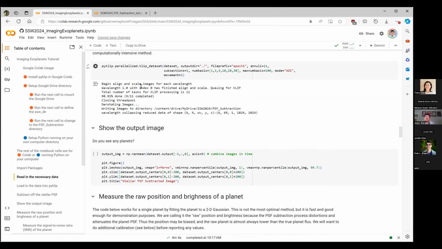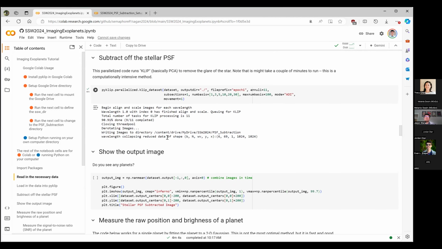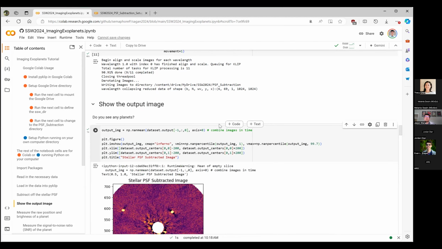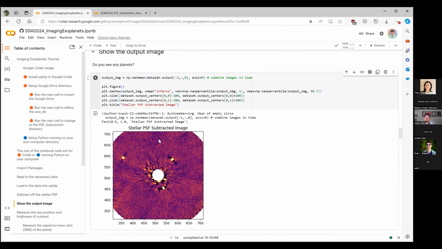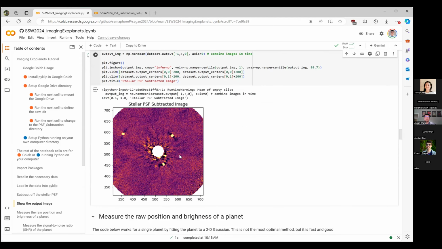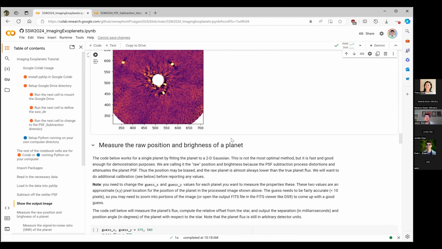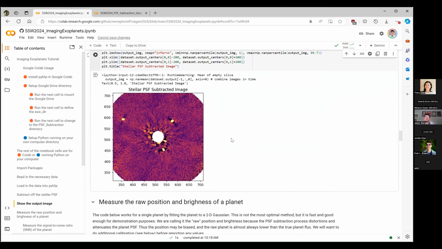All right, so once we have that, the dataset object that we've been using now has an output array that we can use to look at the output images. So we can combine these images in time and look at them. Here's an output image. You can see there are 4 planets. The 4th planet might be a little bit harder to see if you're not used to it. So this is, I guess, a good question for this. I don't believe we ever specify where all the 4 planets are.